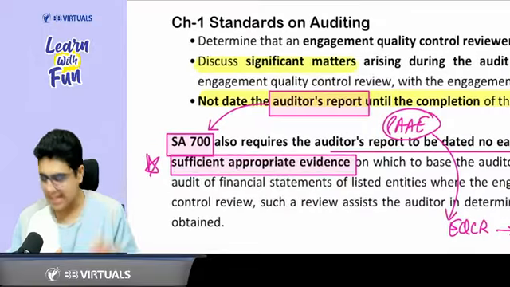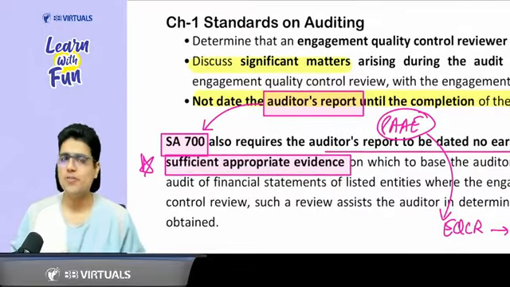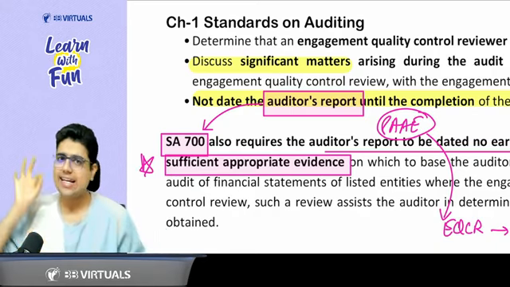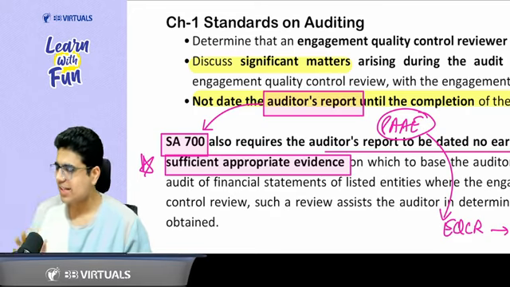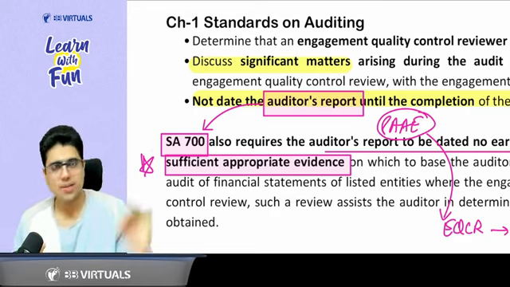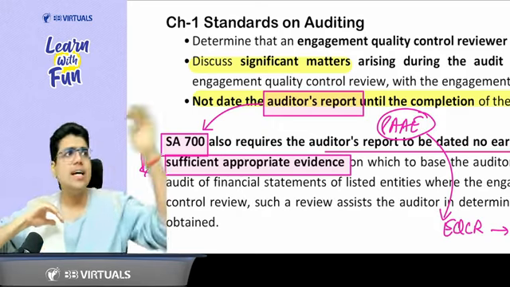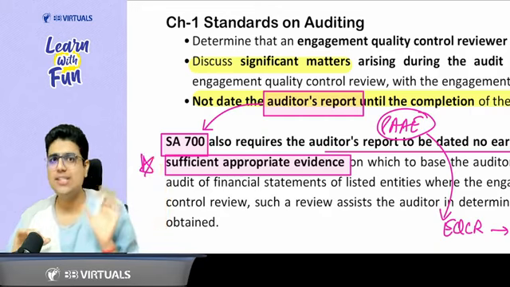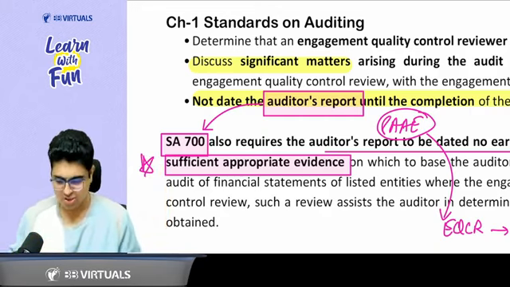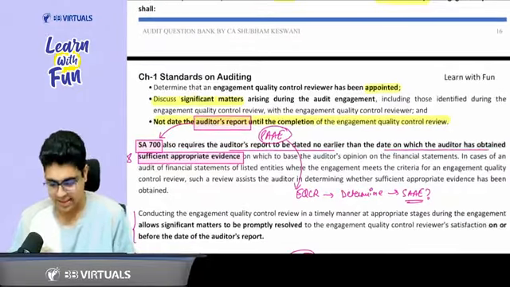Now, sir, with this, additionally, SA-700 will come. Why? Because it is the standard which talks about the date of the audit report. It clearly says that unless you have sufficient and appropriate evidence, you cannot sign the report. So, sir, how is EQCR related to it? EQCR guides you. EQCR helps you understand whether you got sufficient and appropriate evidence or not. So just understand the referencing.